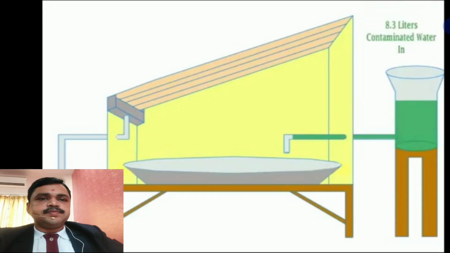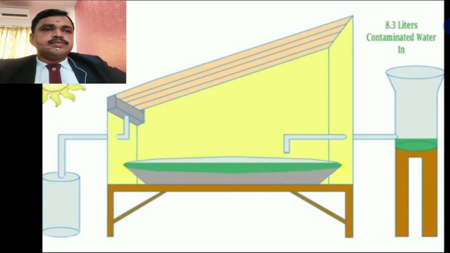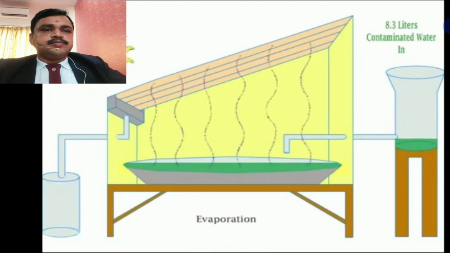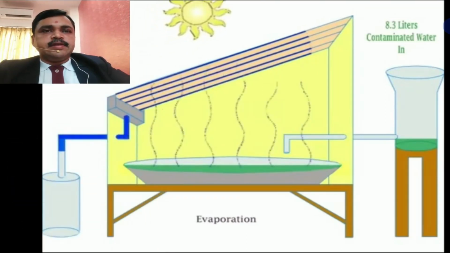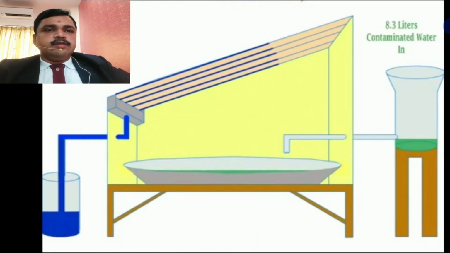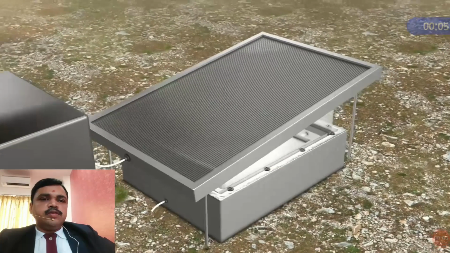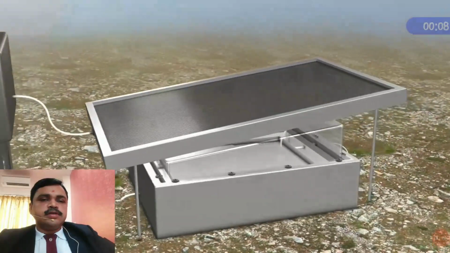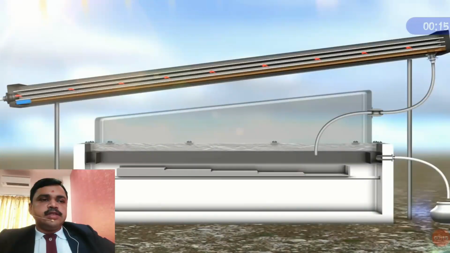Solar distillation. Feed water is in a rectangular type basin. All day when the sun passes, it heats the water. Water evaporates and distillate forms inside the top. This is also a solar distillation process. This process is known as the passive method.